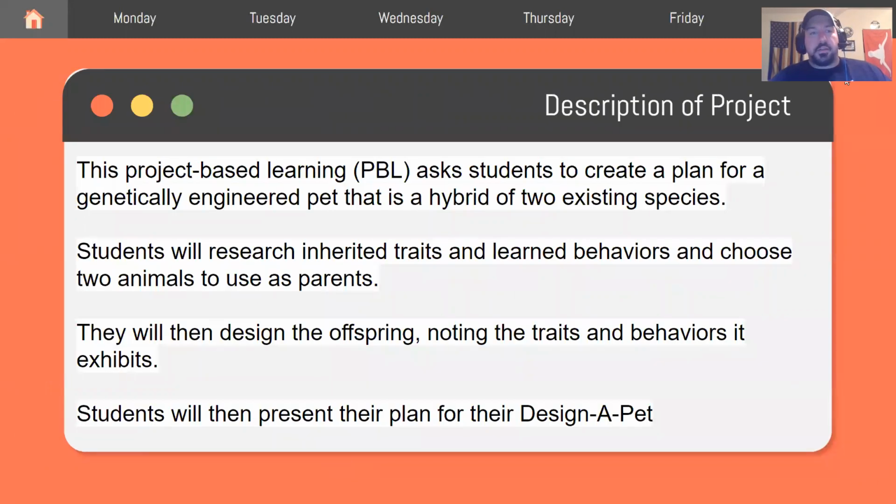So the description of the project, here we go. The project-based learning, or PBL, will ask students to create a plan for a genetically engineered pet that is a hybrid of two existing species. Students will research inherited traits and learned behaviors and choose two animals to use as parents. They will then design the offspring, noting the traits and behaviors it exhibits. Students will then present their plan for their design a pet. Okay? Really cut and dry.